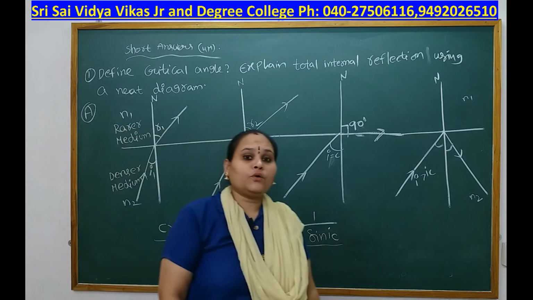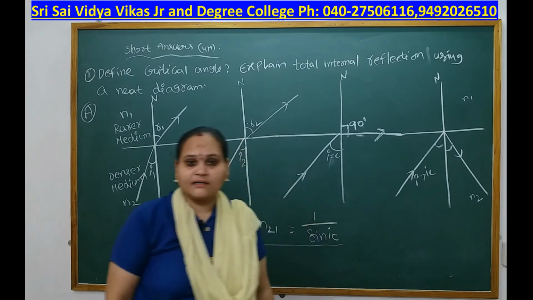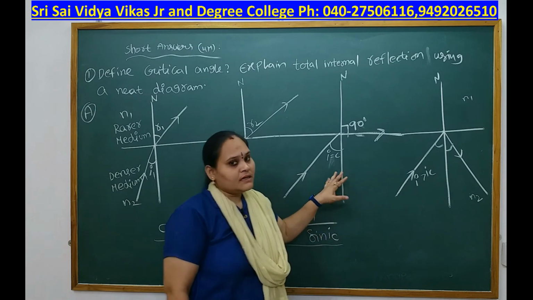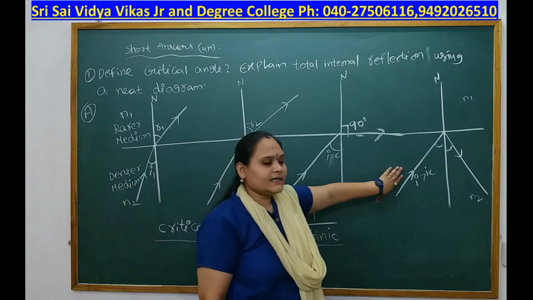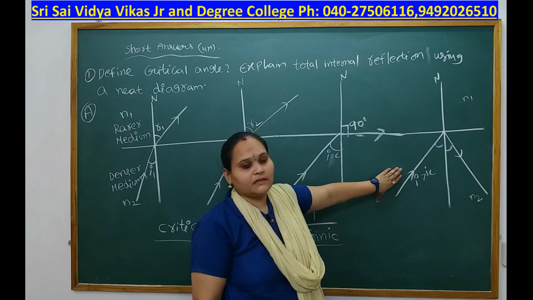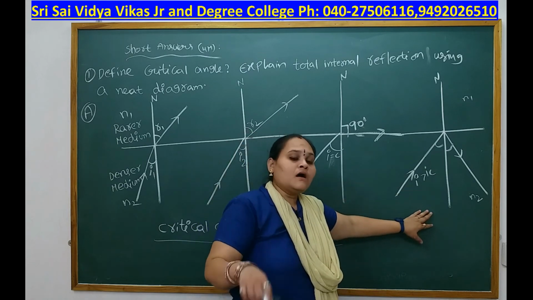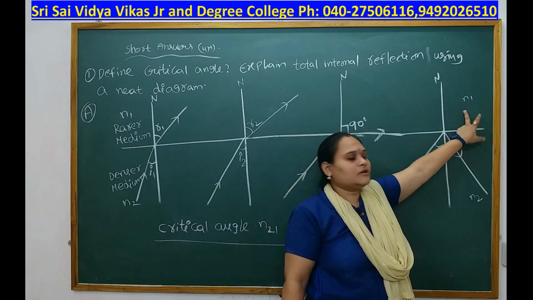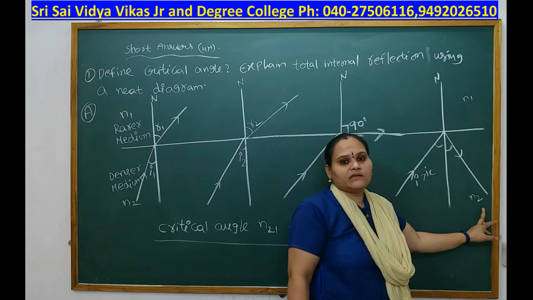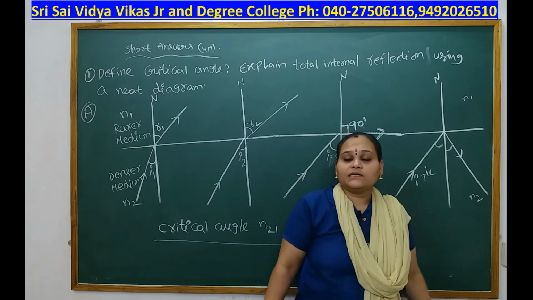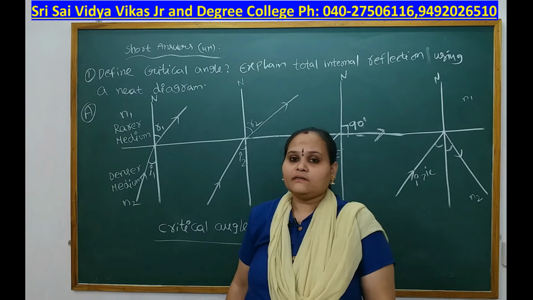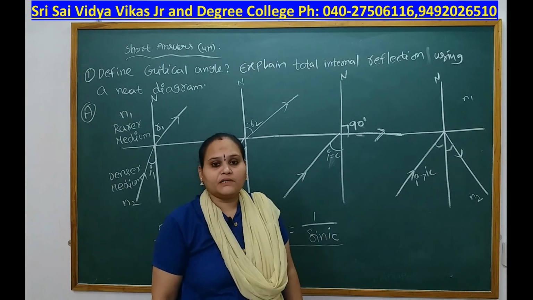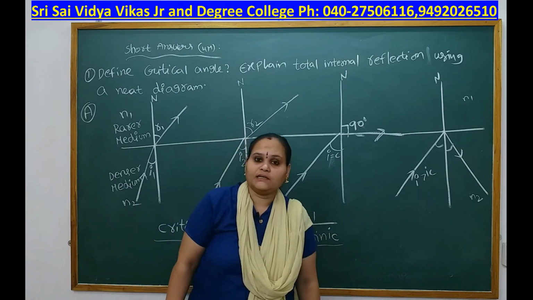Next is total internal reflection. We take the incident angle equal to the critical angle, and then the incident angle greater than the critical angle. That means the incident angle is greater than or equal to IC, and there is no refraction. The total light will be reflected into the same medium, with no light transmitted. That reflection is nothing but total internal reflection.